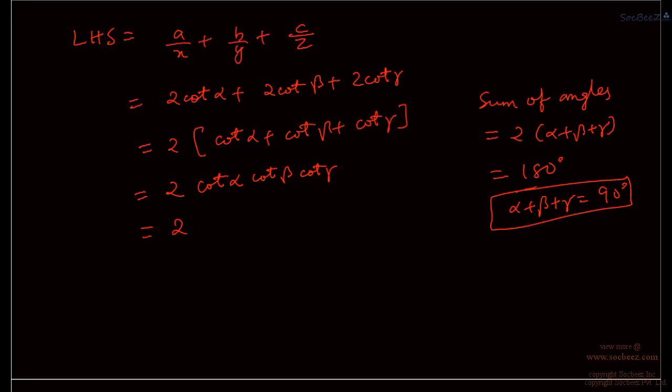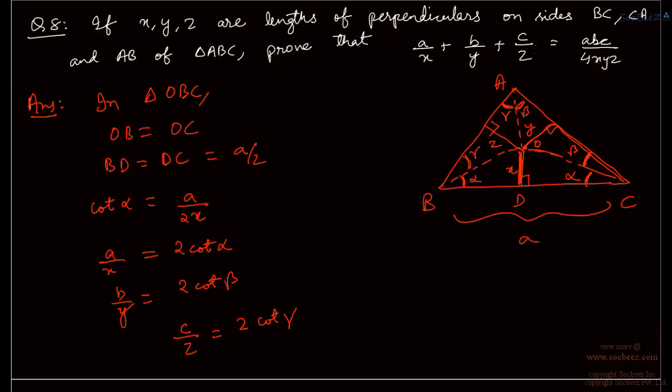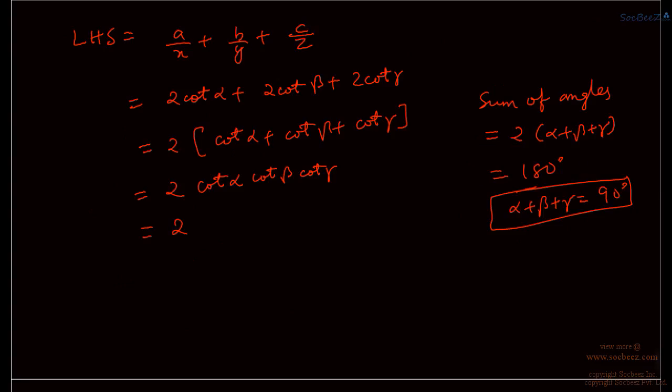Right? But what do I know about cot alpha, beta and gamma? From the previous formula only, from this one. Similarly, from the remaining ones, I can again write cot alpha in terms of A by X. So I get A by 2x, B by 2y, C by 2z. So this is now further simplified as 4 by xyz, which is equal to our right hand side.